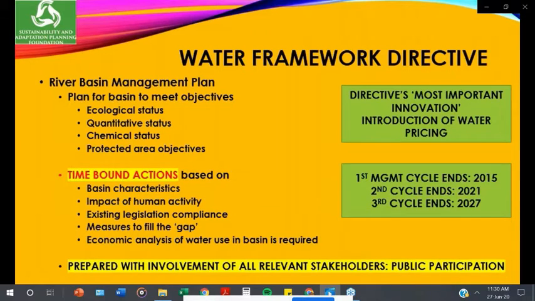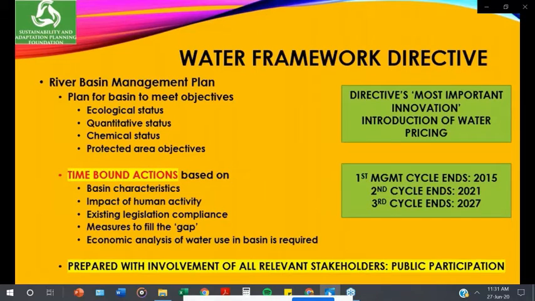So it provides that flexibility to each member state, and it is prepared with the involvement of all relevant stakeholders through a public participation process. Now, one of the directive's most important innovations has been the introduction of water pricing into the directive. As I said, these basin management plans are developed over a 6-year cycle. The first cycle ended in 2015. The next ones are in 2021 and 2027. I would not say that this has been very successful, but yes, it has started.